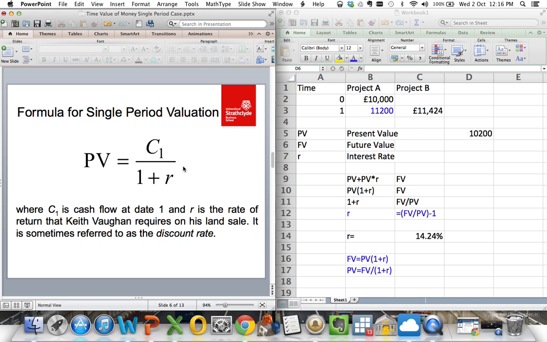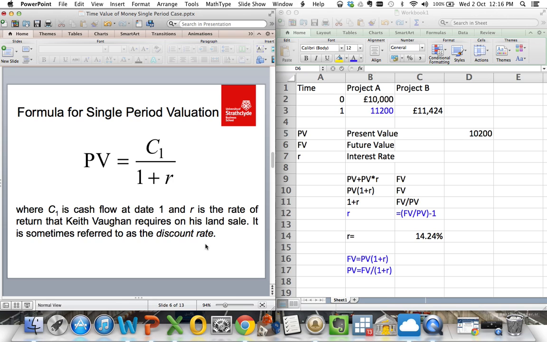But in a future video, we will be looking at this in more detail, and we will be expanding the formula so that we have a lot more complexity. R, we talked about R being the interest rate. When you're bringing a future cash flow back into present value terms, we sometimes call it the discount rate. So in this video, I've called it the rate of return, the interest rate, the discount rate. All these terms are interchangeable.